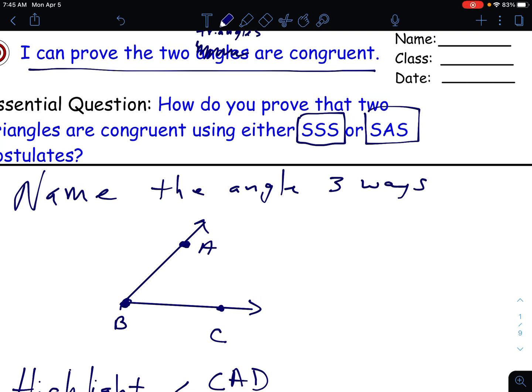I want you to name this angle in 3 ways. Okay, remember how to do that? Go ahead and do it. One is angle B, okay? Since it's a single angle, we can do that. We got angle ABC or angle CBA, all right? So either starting here and following along or starting at C and following along, where B is the vertex, that middle letter is the vertex of our angle.